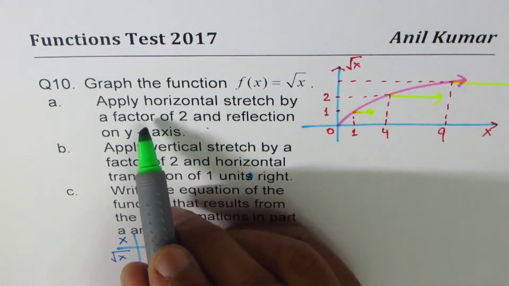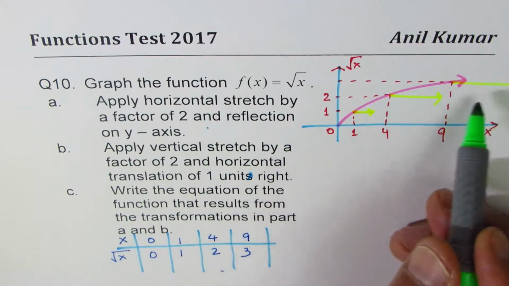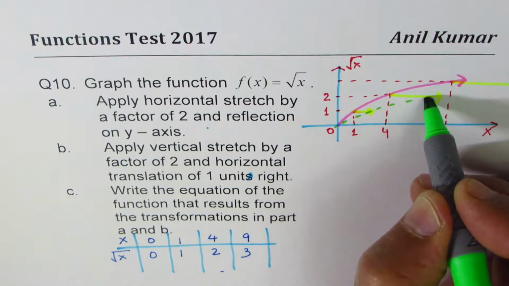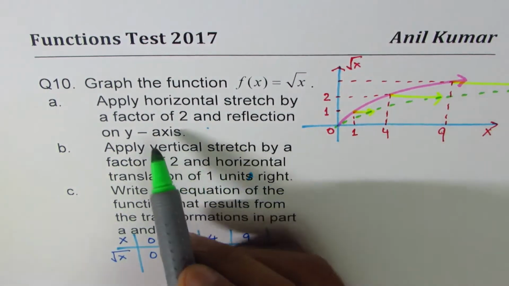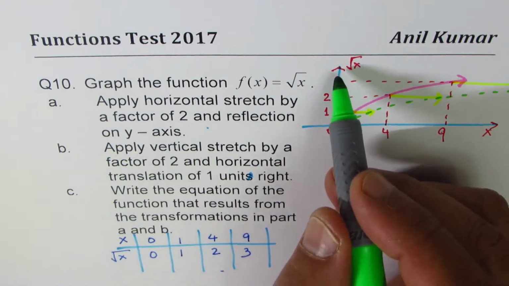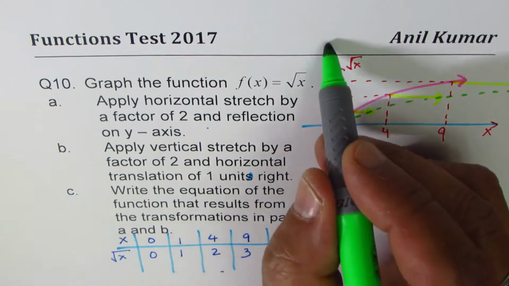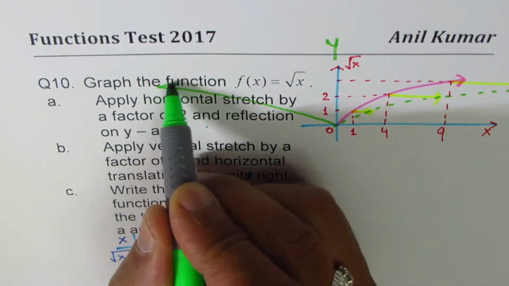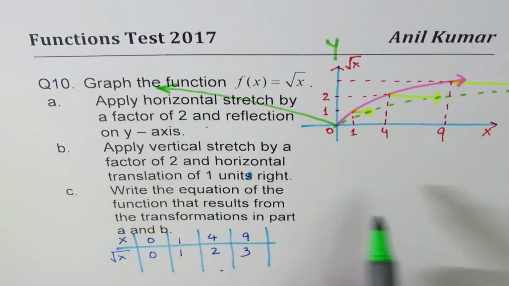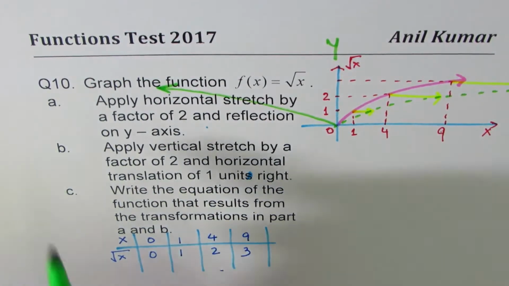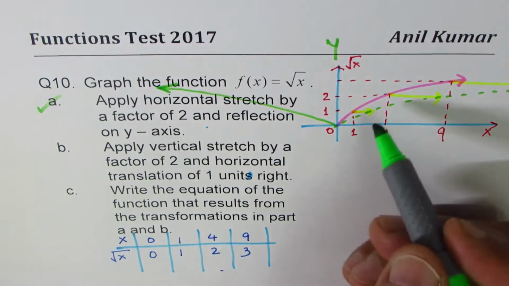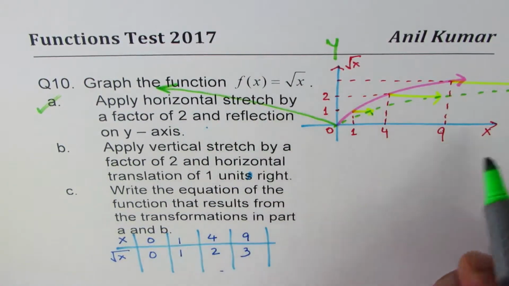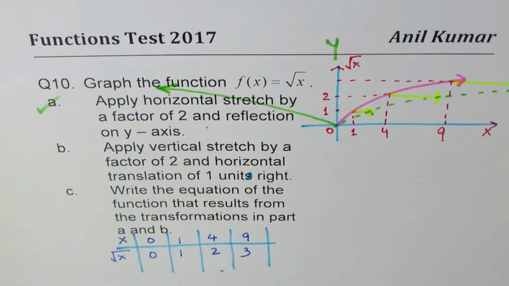Apply horizontal stretch by a factor of 2. So this is horizontal stretch by a factor of 2 and reflection on y-axis. Let me just make it with a dotted line. And reflection on y-axis. This is my y-axis. Reflection will mean kind of like this on y. Do you see that? So that becomes the end result of part A. We've done it with green ink, right? So all these points will get reflected on this side. So that is the reflection on y-axis.